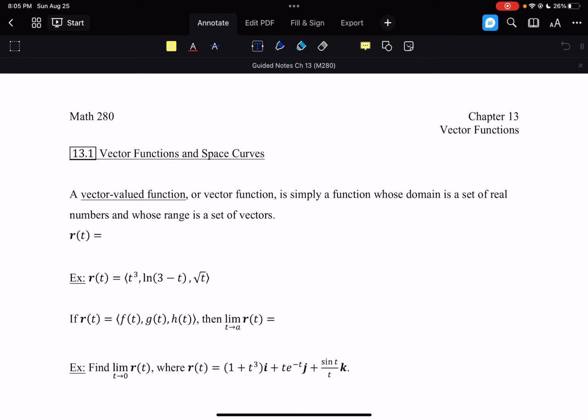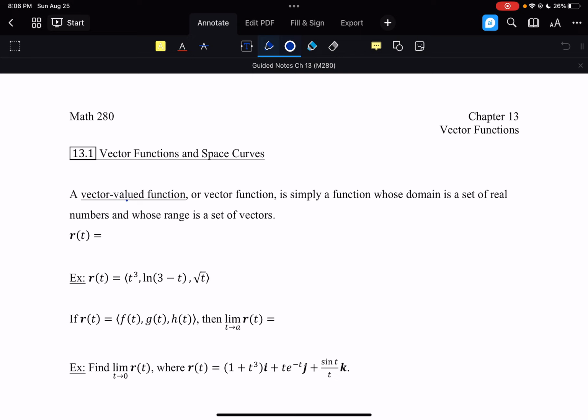Welcome to section 13.1. In this section, we're going to be looking at the concept of vector functions and space curves. So everything we've done with vectors up until now pretty much has involved vectors with numbers inside of them, but we haven't really talked too much about what happens if you want to put a variable inside of a vector. And that is definitely something that we can do and that we use quite frequently. So let's take a look at this first definition here.